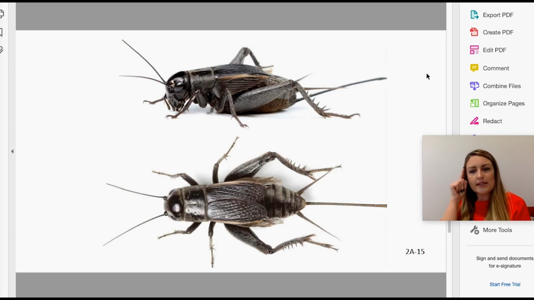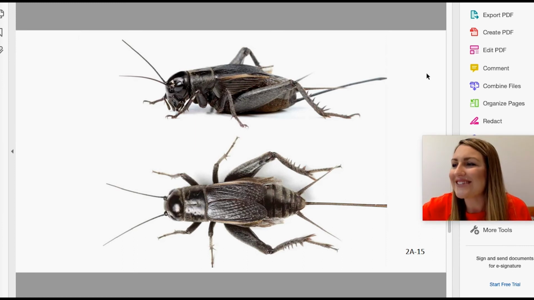Let's think for just a second. If a caterpillar has 8 pairs, and a pair is 2, how many true legs does a caterpillar have? If you counted by 2s 8 different times, you would have 16 legs. So a caterpillar has 16 legs.